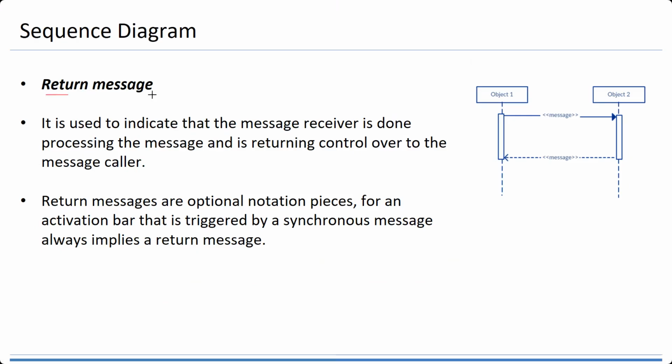Return message. It is used to indicate that the message receiver is done processing the message and is returning control to the message caller. So for example, I have object one, this is the user, for example, and then he sends a message. After some time, this object two, maybe the receiver, gives a response. So we call this a return message.